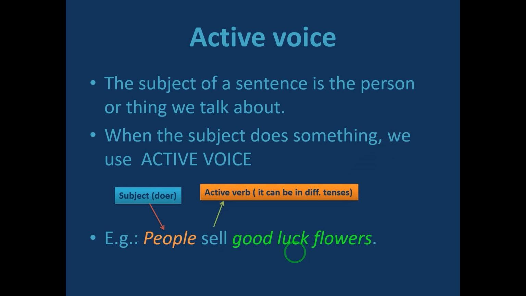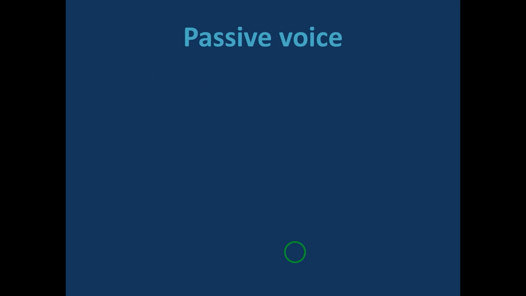It can be in different tenses, for example sold, or is selling, based on the time you're going to talk about. And good luck flowers is our object, which is the receiver. Sometimes we call it the receiver, but we call it object for easier identification.